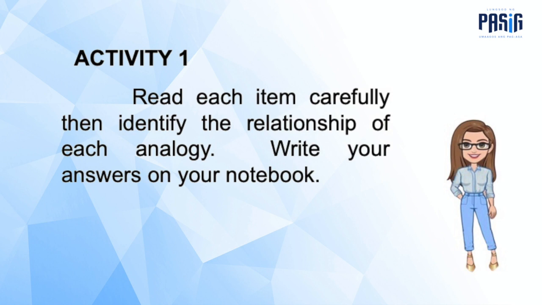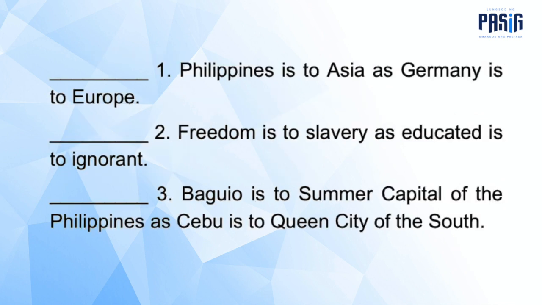Activity number 1. Read each item carefully, then identify the relationship of each analogy. Write your answers in your note. What is the relationship of these pairs of words? Number 1. Philippines is to Asia as Germany is to Europe. Number 2. Freedom is to slavery as educated is to ignorant.